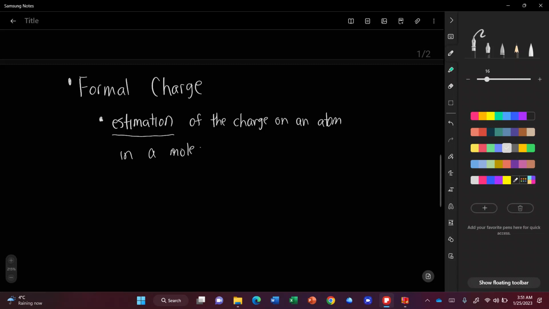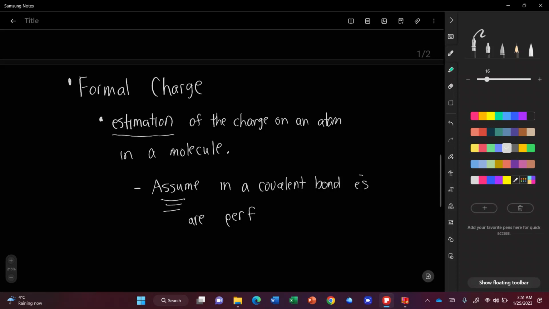If it's an estimation, that must mean that we take some simplifying assumptions. So what are those simplifying assumptions? We assume, and this is why it's an estimation, because this is not always a correct assumption, that in a covalent bond, electrons are perfectly shared. And we know that this is not the case, because you guys know of this thing called electronegativity.